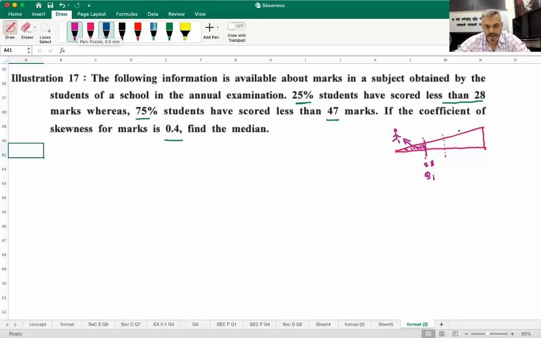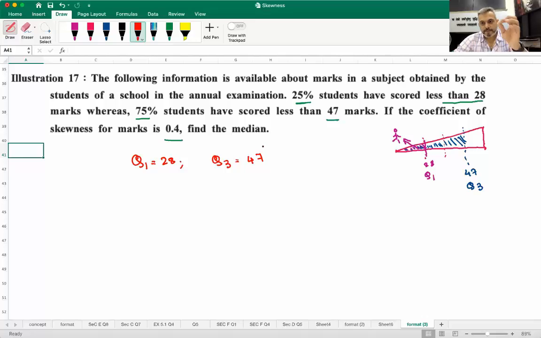So this area is the 75% area. The student over here has scored 47. So there are 75% of students who have scored less than 47 marks. So this 47 is Q3. This is how we derive Q1 and Q3. So we write Q1 is equal to 28 and Q3 is equal to 47.